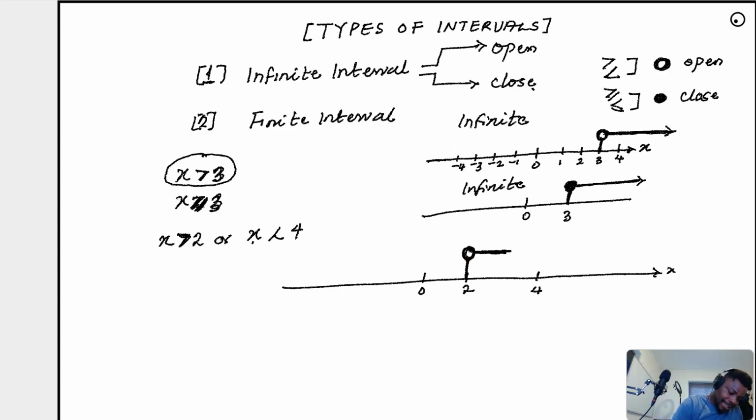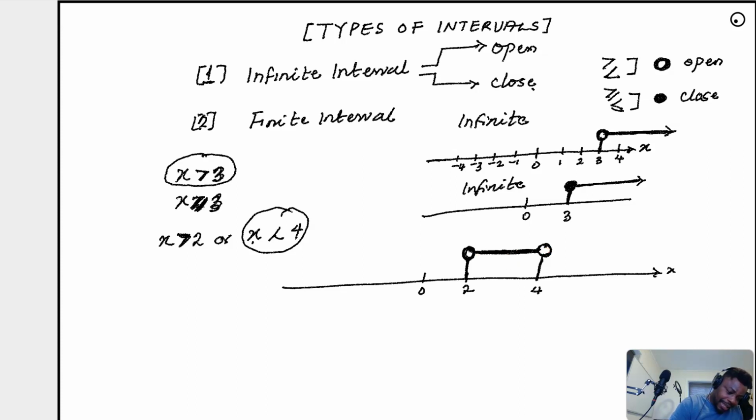Then x is less than 4. What is less than 4? I go to the left because every number from here is less than 4. Once I draw less than 4, you can see it will connect with this line here. So that shows that this is not infinity. It is finite. It is a closed, it is a combined system.